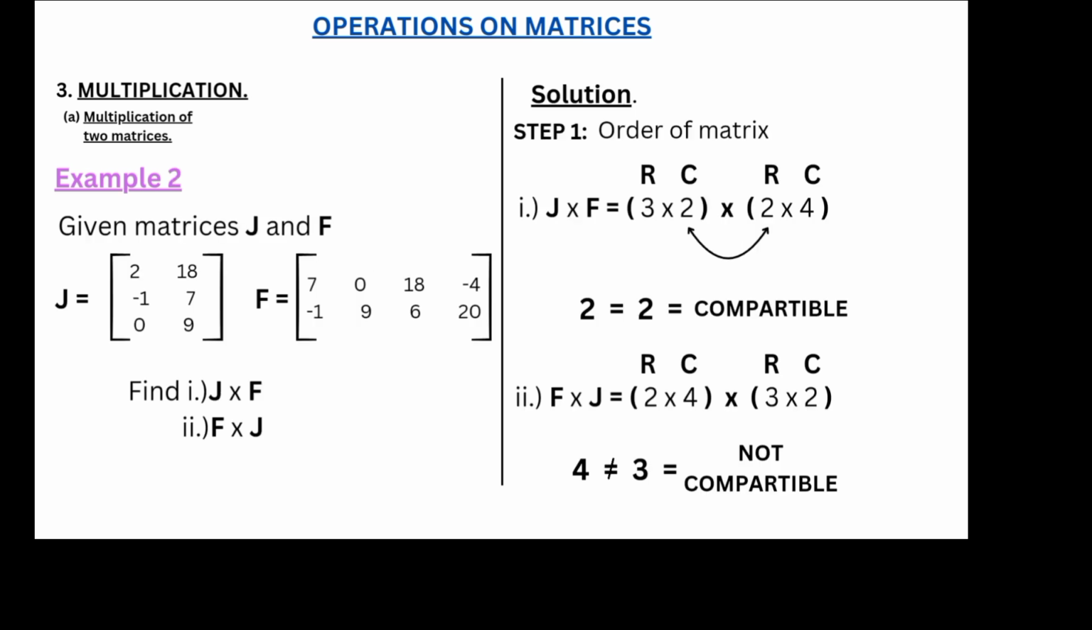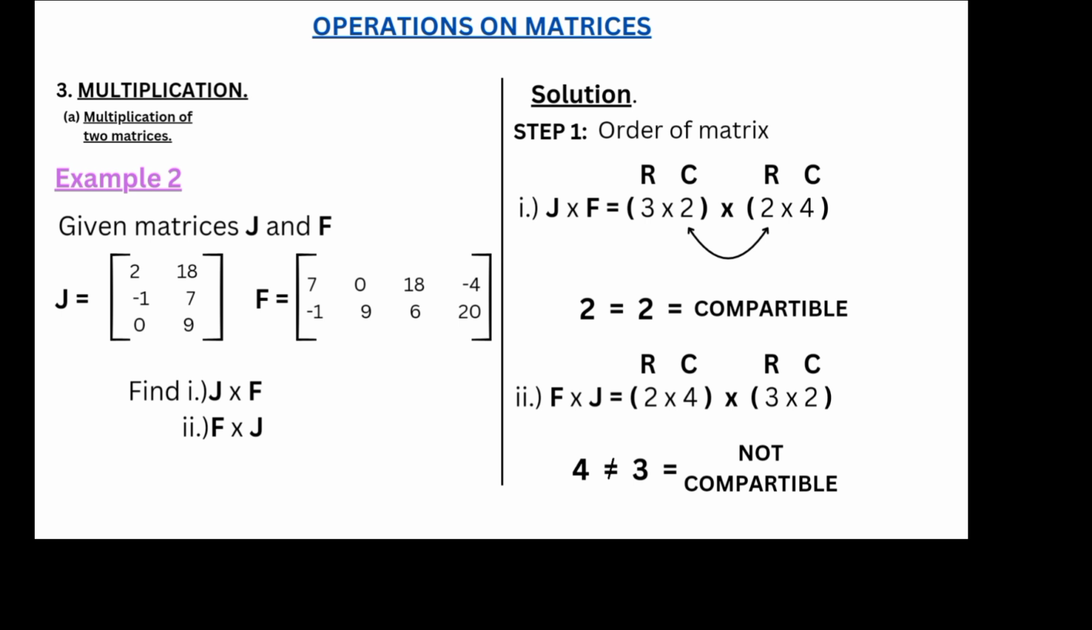So we have another example here. Example 2: we are given matrices J and F. We have to find J times F, and the second question is to find F times J. The first step before multiplying is finding out if it's compatible for multiplication, so we check the order of the matrices. J is a 3 by 2 matrix, which means it has 3 rows and 2 columns. And F is a 2 by 4 matrix, which means it has 2 rows and 4 columns. Again, rows are the ones in a horizontal line and columns are the ones in a vertical line. So row 1 is 7, 0, 18, negative 4.